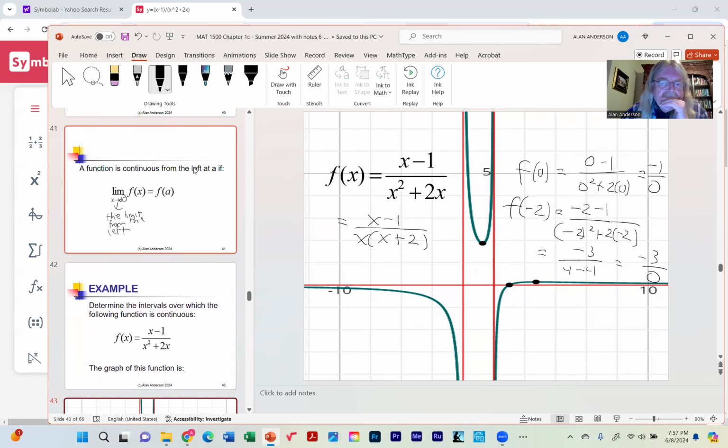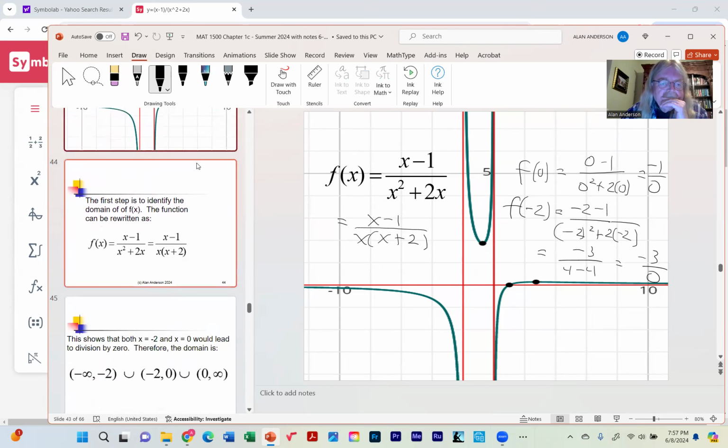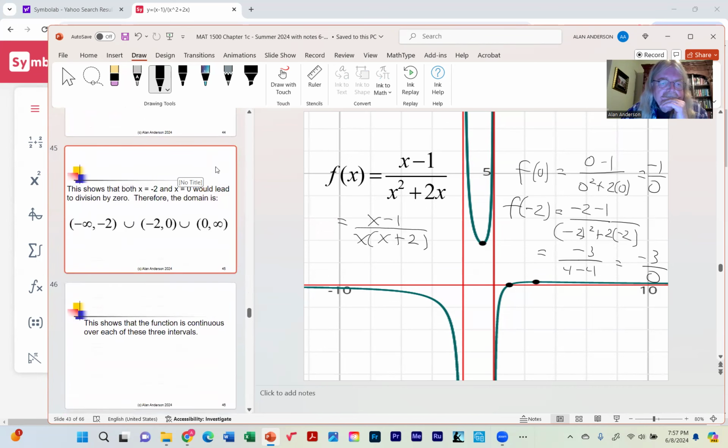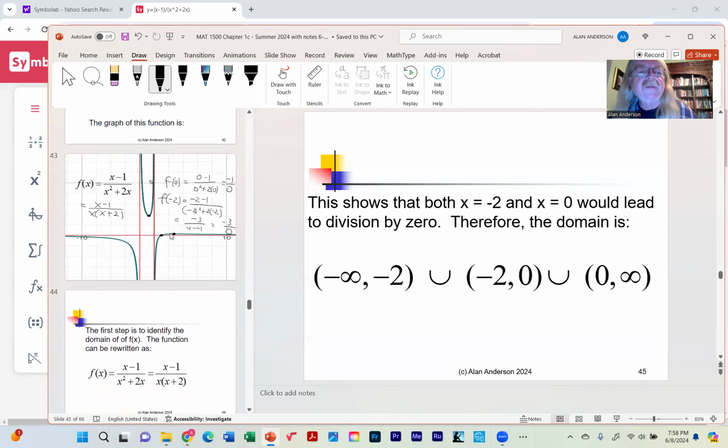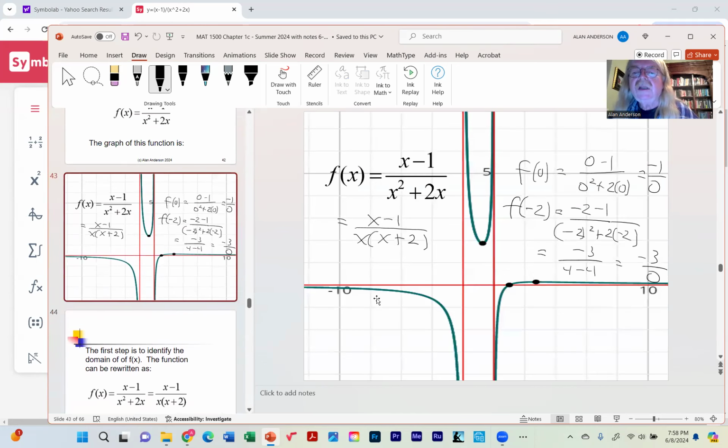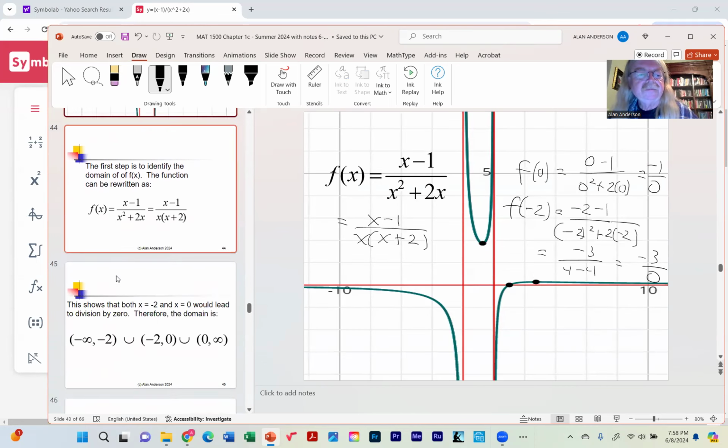Okay, so that means the domain, by the way, is everything except -2 and 0. So the function itself is clearly discontinuous, but it is continuous within each of these intervals. In other words, except for the two asymptotes, these are continuous functions.